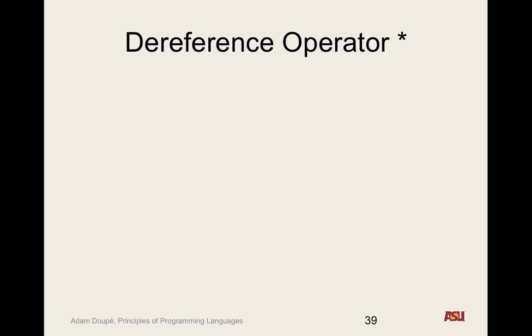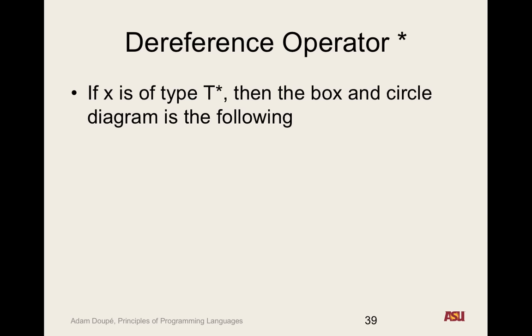Okay, so for the dereference operator, if we have some variable x and it has a type T star, then we're going to think about the box and circle diagram for that. So we've already seen, we have a name x, we have a location, and we have a binding between the name x and that location, and there's something in there. Is this any different from, say, this is an int star, is this different than what we saw for int x? No, there's no difference, right? It's just a name bound to a location that has a particular type. It's got some value in its location. We're going to call it x sub v.